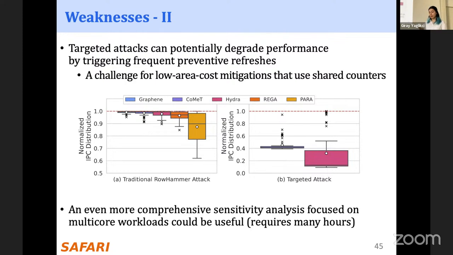And lastly, I think it could be useful to have an even more comprehensive security sensitivity analysis focused more on multi-core workloads. We already have some sensitivity analysis on multi-core workloads as well. It's not in the paper, but we didn't test all our configuration points with multi-core workloads because it takes a lot of time to evaluate those, and we didn't have that much time. This requires many hours, but I think it could reveal some insights about how to configure CoMeT for different workload mixes and so on. So that could be something that is missing from the paper as it is right now, but we're interested in extending. So these are all the weaknesses that I listed.